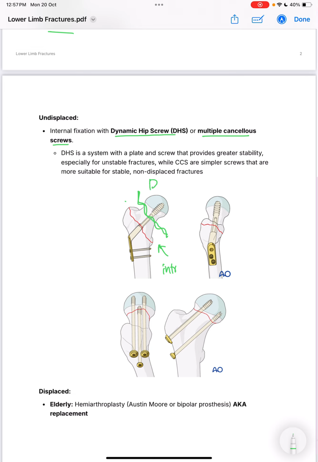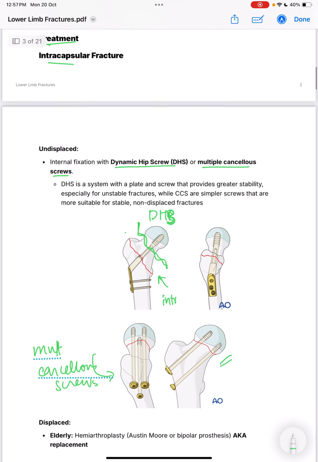तो intracapsular में हमारे पास dynamic hip screw हो सकता है, और ये जो है right over here, this is multiple cancellous screws, ठीक है? So multiple cancellous screws का क्या मतलब है कि multiple screws हैं, right? Like this, this is the intracapsular fracture, right? इसको इस तरह फिक्स किया जा सकते हैं, और एक और ये है कि डायनामिक हिप स्क्रू यूज कर सकते हैं. सो डायनामिक हिप स्क्रू क्या है कि इट्स अ सिस्टम विद अ प्लेट and screw, ये screws हैं, that provides greater stability, especially for unstable fractures.